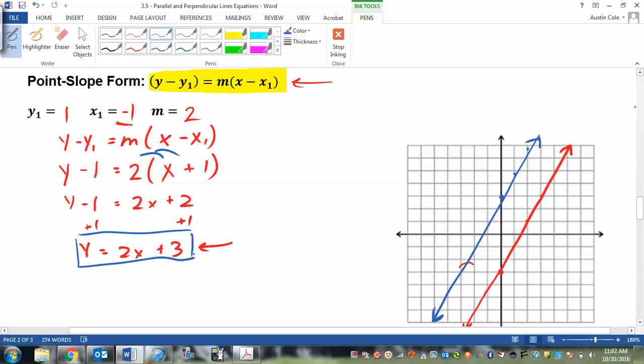Okay? Now, you don't need to graph it. That's not what we did that to prove it, but here's our work. Write an equation of a line that goes through the point negative 1, 1, okay? And is parallel to that line. That's what we need to do.